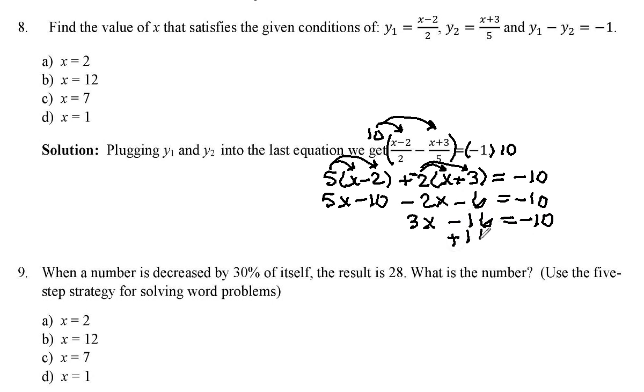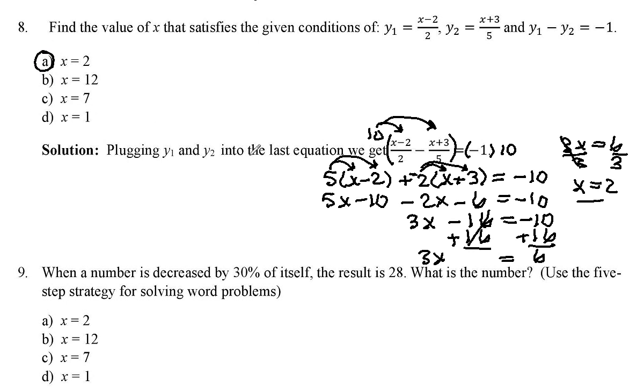So add 16 on both sides. So these guys cancel. We are left with 3x is equal to 6. And then we divide the 3 off both sides. These guys cancel. X is equal to 2. And looks like that's choice A. So knocked that one out. Again, multiplying through by the LCD to clear out fractions.